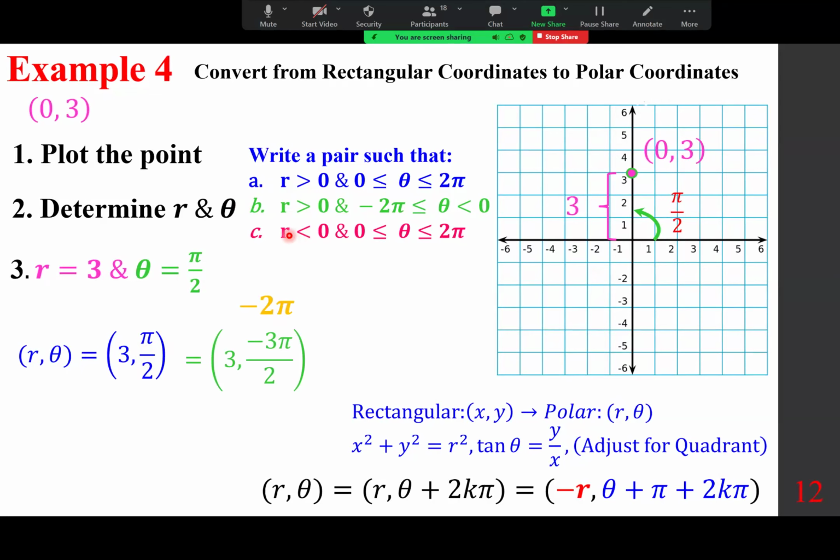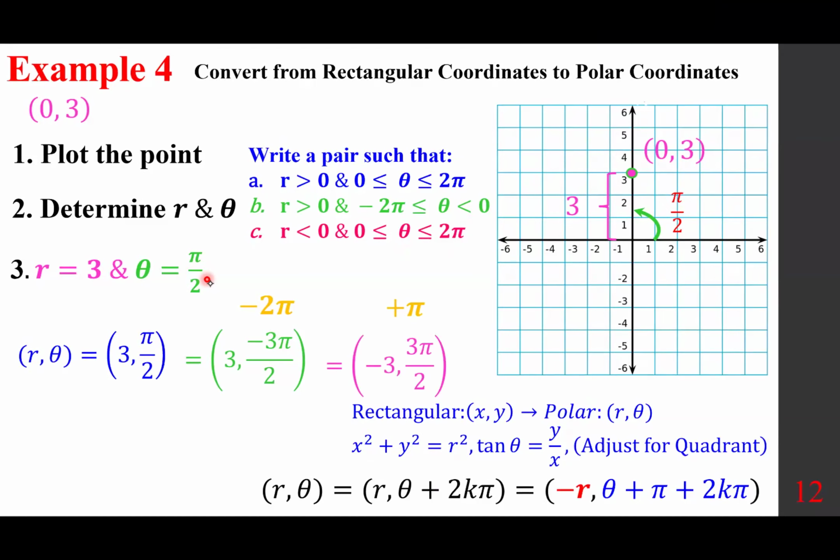Part C says, okay, we want r to be negative, so you have to change this r to negative 3, and theta between 0 and 2 pi, the first revolution. And you remember, all you have to do is add pi. So change this to negative, add the pi. So pi and pi over 2 gives you 3 pi over 2. And this gives you the same location, everybody. So there are different ways of writing the same point in polar coordinates.